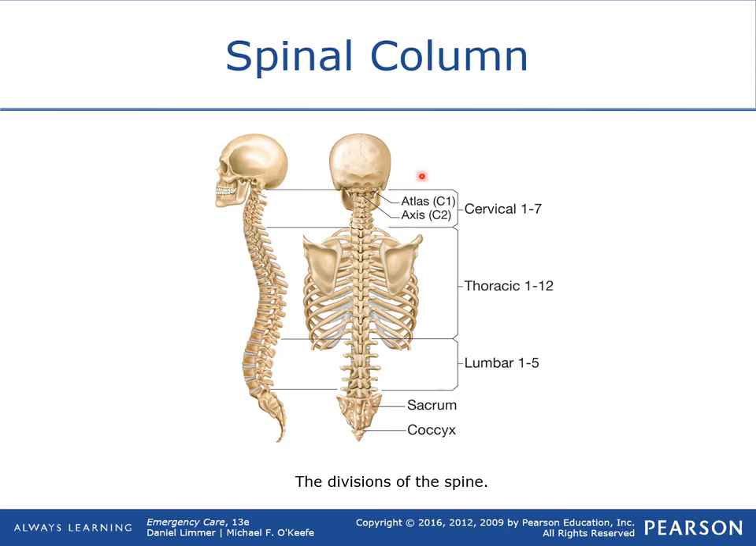So you have all these segments, and then each vertebra is labeled with the letter of the segment, and then 1 through 12 depending on which order it's in. So that's how we identify things in spinal health.